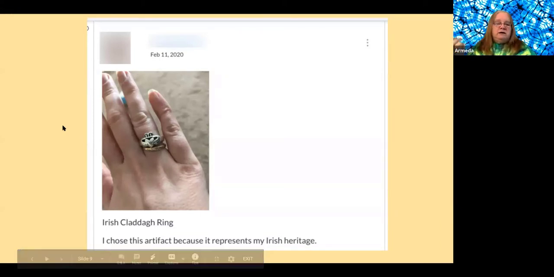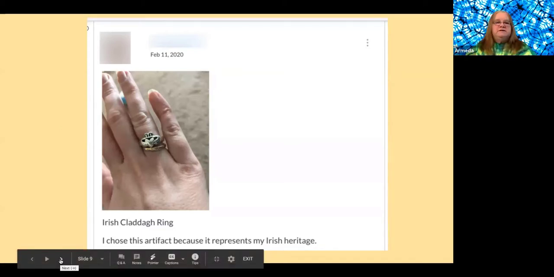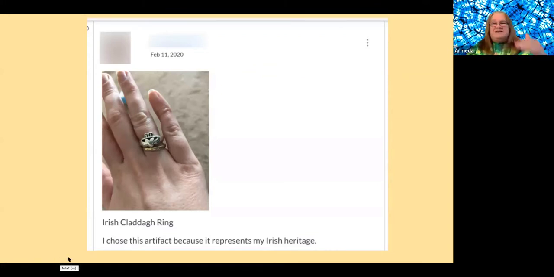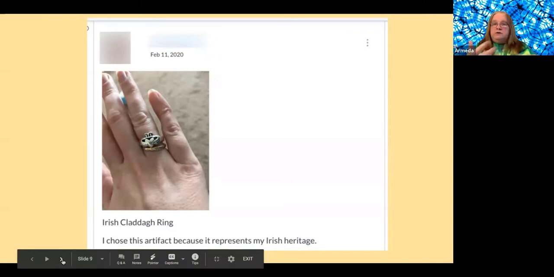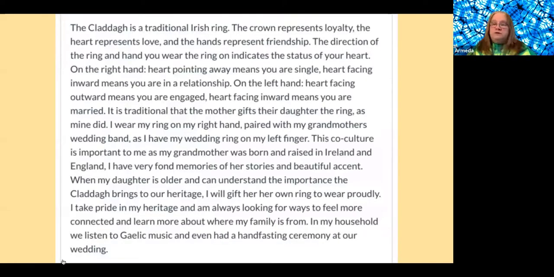She brought in an Irish ring. She chose this artifact and she followed directions very nicely: where her name is, the date, where the title of the artifact was supposed to be. I actually spell all that out for the students. And I won't leave this up long, but if you look at the PowerPoint later, you can see what she wrote. It meets the requirements of what I was looking for. And keep in mind, this is an early post in the semester.